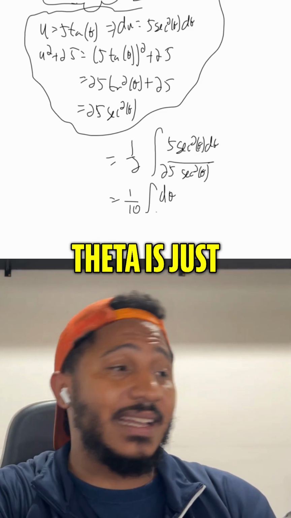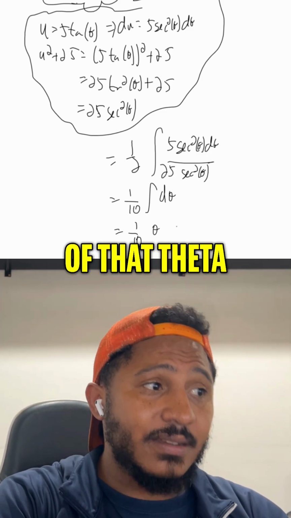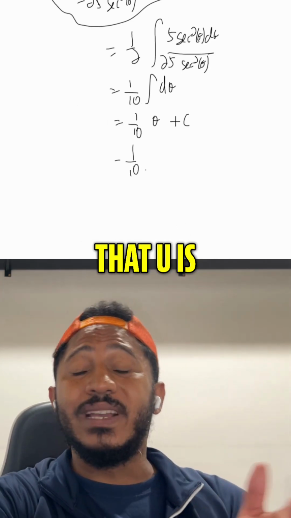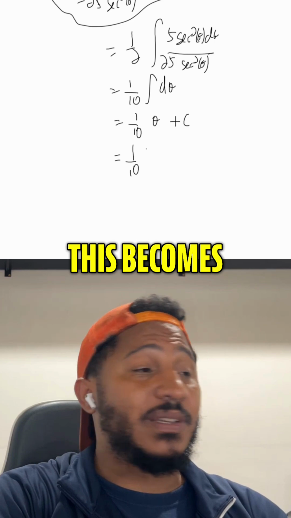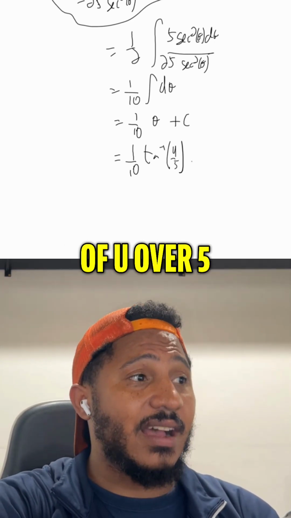Well, of course, the integral of d theta is just theta plus c. And so we get 1/10 of that theta. Don't forget the plus c now that we're done integrating. So we get 1/10. Remember that u is 5 tan of theta. And so theta is just the tan inverse of u over 5 plus c.